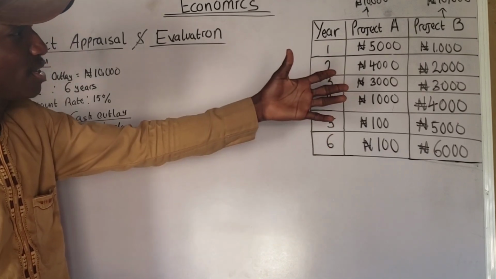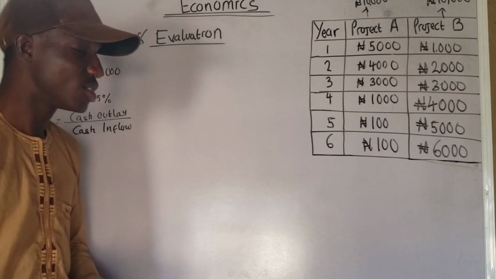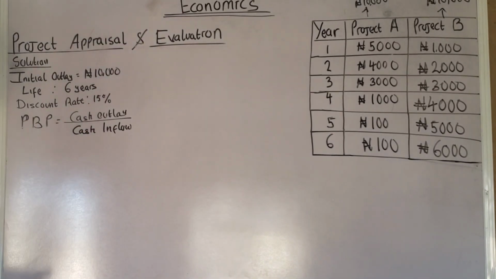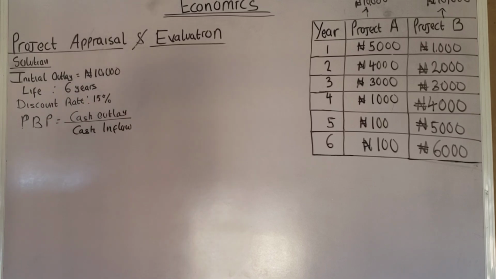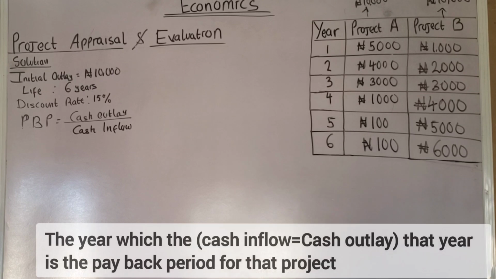If we check project B as well, the income stream is not the same. So how do we calculate the payback period? To calculate the payback period, we just have to sum the income stream of each year. We have to sum the cash inflow or the income stream of each project.